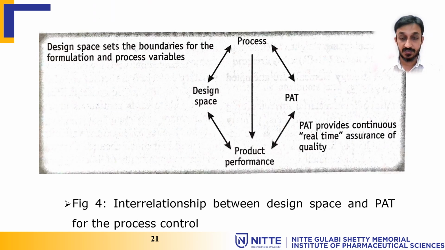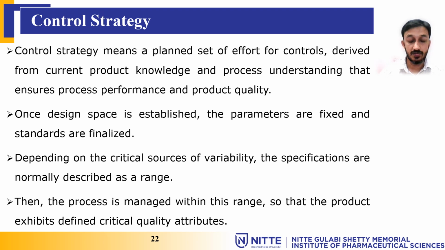These are the interrelationship between design space and the process control. Design space gives rise to the process controls, and the process will be monitored by process analytical technology, and finally everything affects the product performance. And the control strategies will be decided at this stage of quality by design. What do you mean by control strategy? It is control of a particular unit operation.